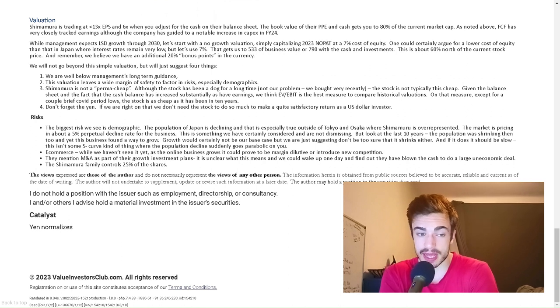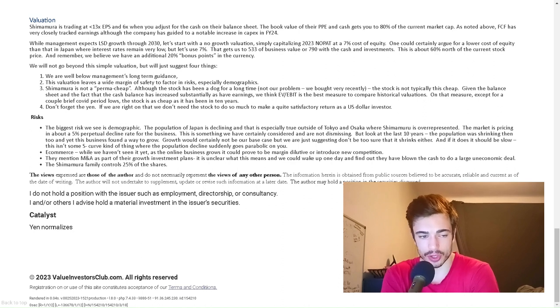While management expects low single-digit growth through 2030, let's start with a no-growth valuation, simply capitalizing 2023 NOPAT at a 7% cost of equity. One could certainly argue for a lower cost of equity than that in Japan, where interest rates remain very low, but let's use 7%. That gets us to 533 of business value, or 790 with the cash and investments. This is about 60% north of the current stock price. And remember, we believe we have an additional 20% bonus points in the currency.